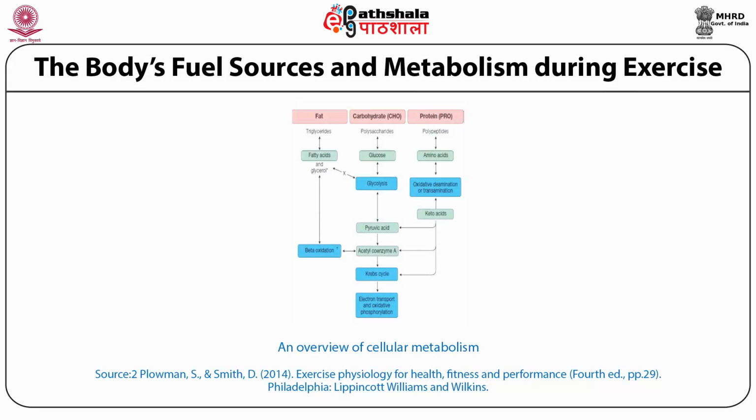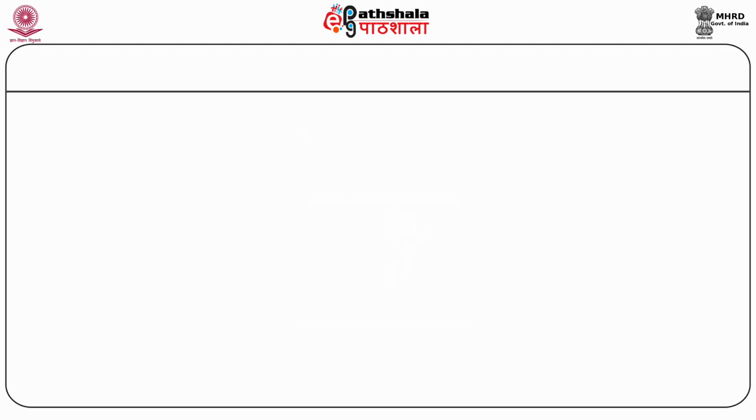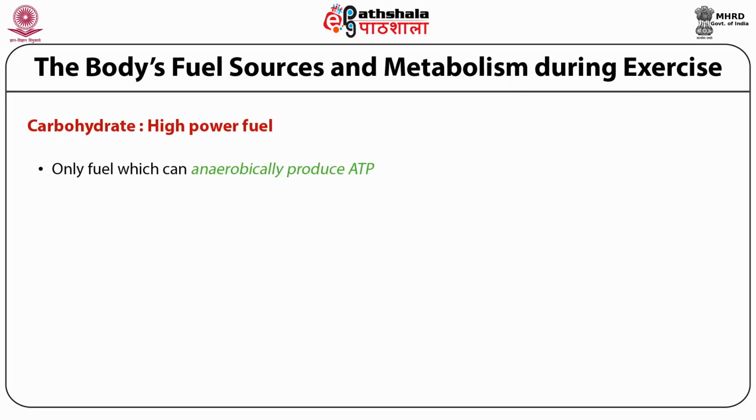Now let's have a look at this figure, which shows us an overview of cellular metabolism in the body. It shows us the changes in the fat, that is triglyceride, changes in the carbohydrate and changes in the protein during exercise. Now let's see carbohydrate as a main power fuel.